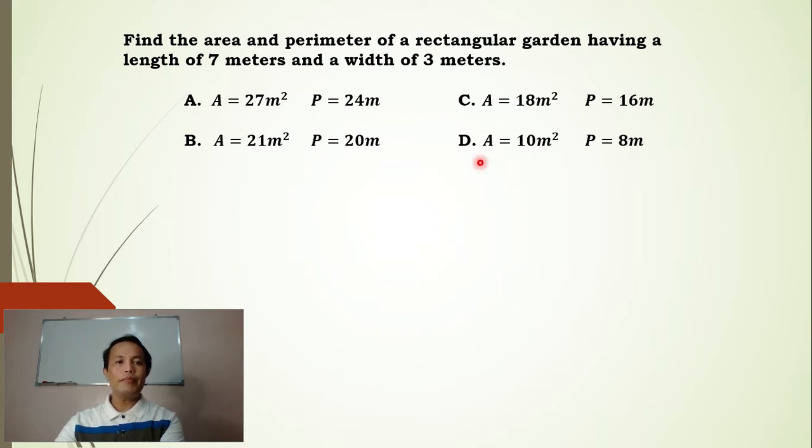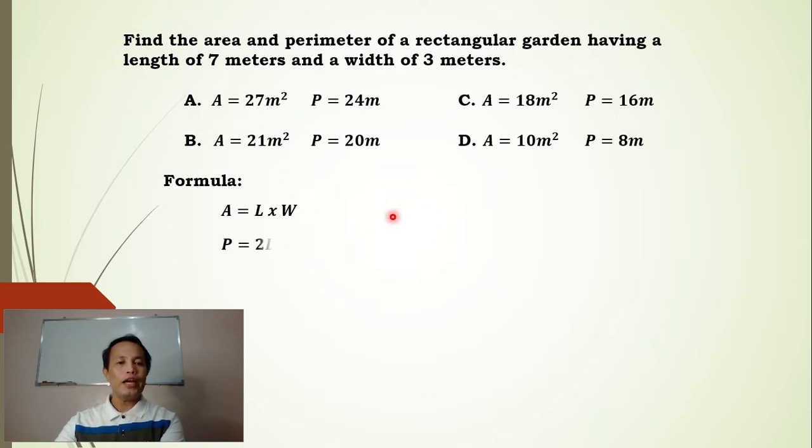Since in the problem, we are told to find the area and perimeter of a rectangular garden, we will be using the formula in finding the area of a rectangle. The formula is simply to multiply the length times the width. And since we are already given the value of the length, which is 7 meters, and the value of the width, which is 3 meters, we just simply multiply the length times the width.